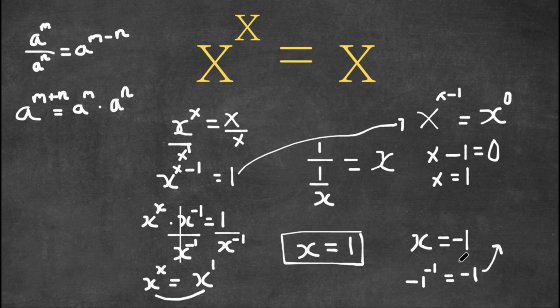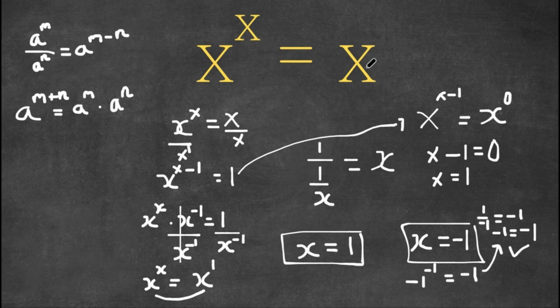Well, -1 to the power of -1 is simply 1 over -1. And this is equal to -1. And 1 over -1 is simply just -1. So -1 equals -1. So this is right. So x equals -1. This is also a solution to this equation.